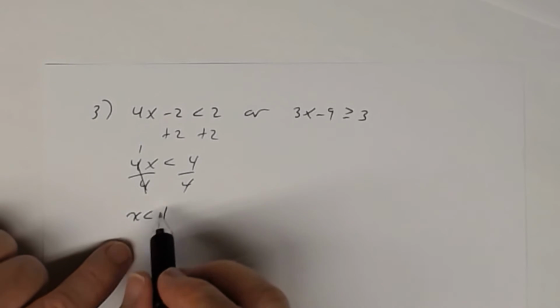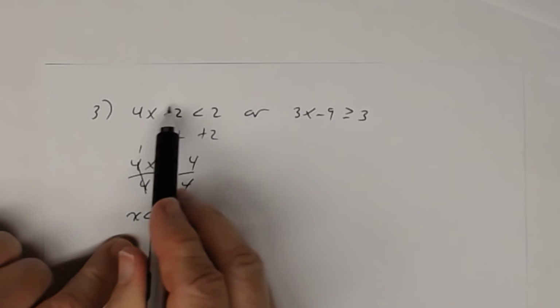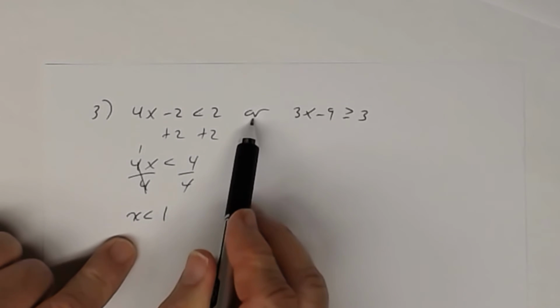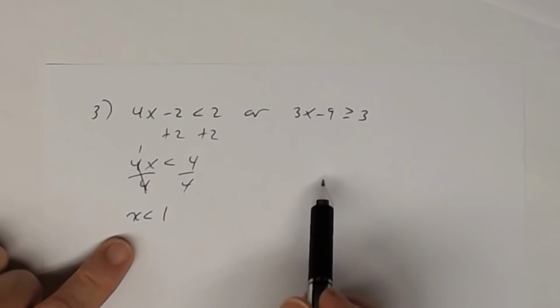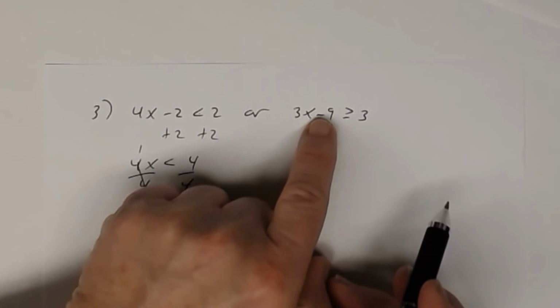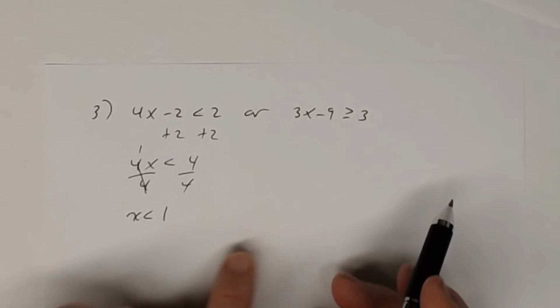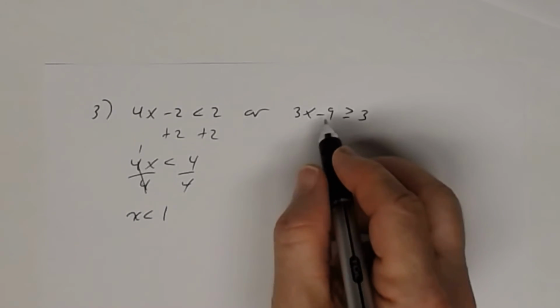So any real number less than 1 is a solution to this inequality. But since that's an OR statement, it's also a solution to the compound inequality. But let's see what happens here. We could have some more that's different from this one. So let's go ahead and solve this one now.